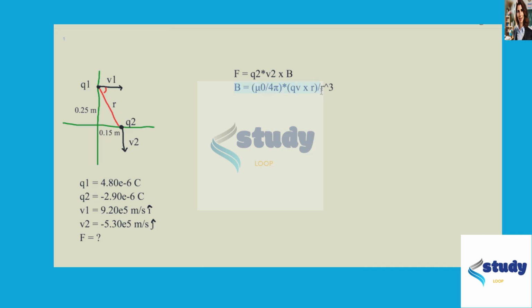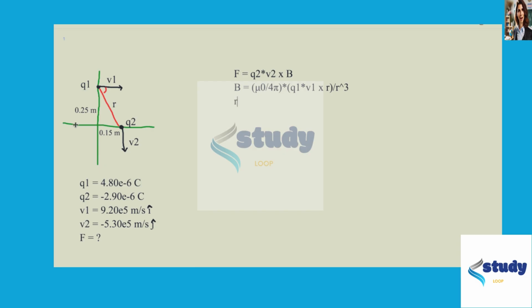So here's the expression for the magnetic field from a moving point charge. So here again, we're talking about Q1. So we're going to need to put in Q1 here, and V1 here, because we're talking about this point charge creating a magnetic field that Q2 is going to experience. So at this point, Q2 is a distance r from Q1. So I have listed that over here. So our first step is going to be to figure out what r is.